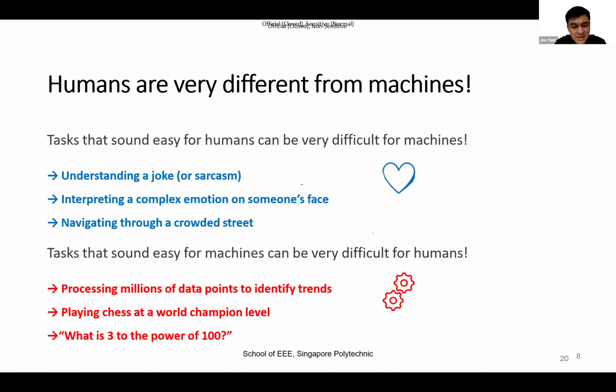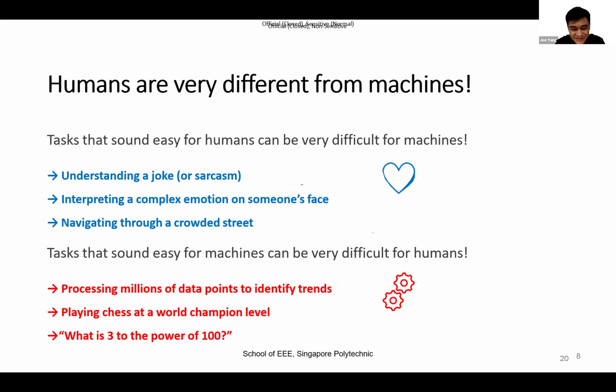But humans are very different from machines. So please take note. For example, tasks that sound easy for humans can be very difficult for machines. For example, understanding a joke could be challenging for AI. But for a human being, if I tell you a joke, you know whether you should laugh or not. So far I don't think AI can understand jokes.